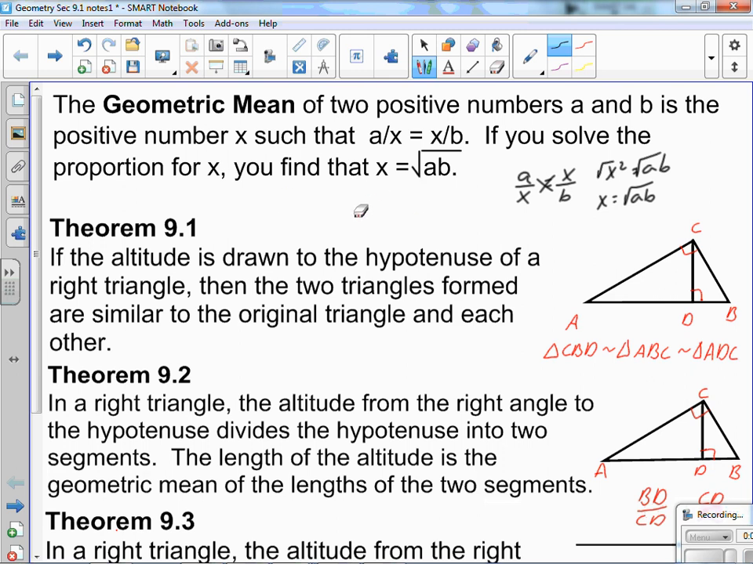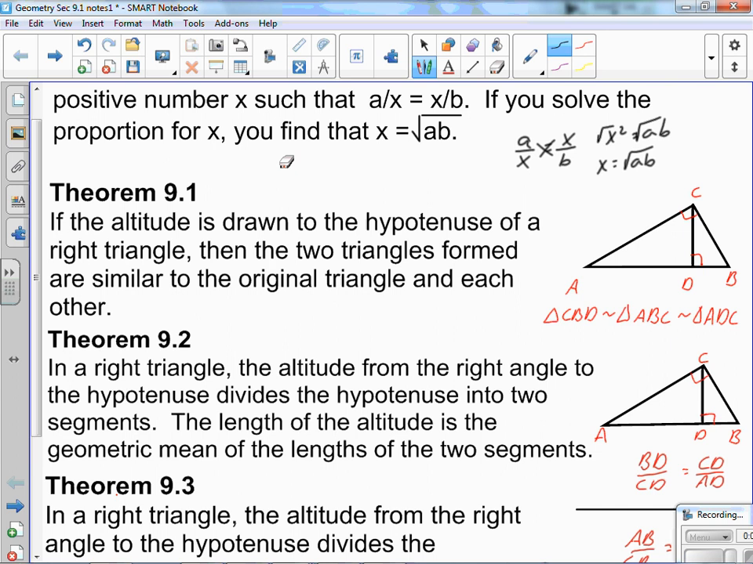All right, so theorem 9.1 says if the altitude is drawn from the hypotenuse of a right triangle, remember an altitude goes from a vertex to the opposite side, or the line that would be an extension of the opposite side, and it intersects it at a right angle. Okay, so if we got an altitude drawn to the hypotenuse of a right triangle, then the two triangles formed are similar to the original triangle and each other.